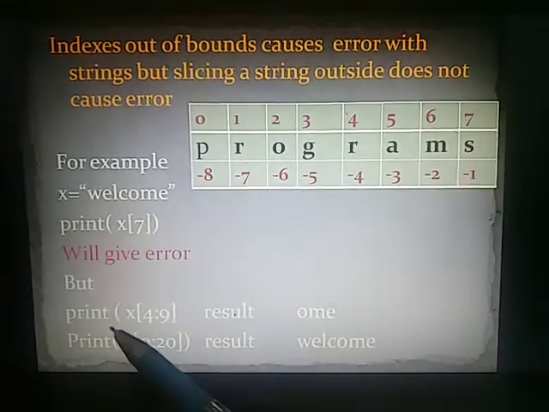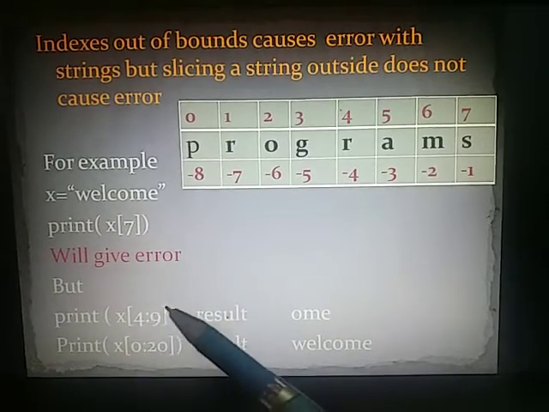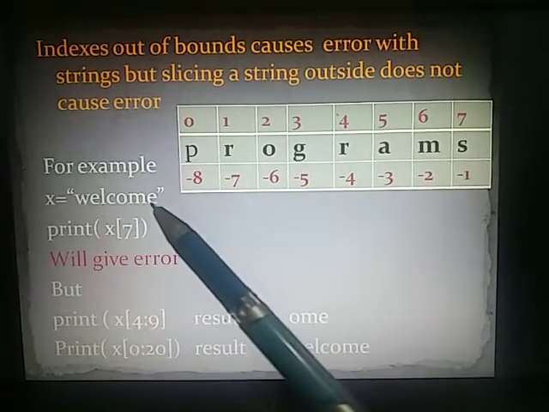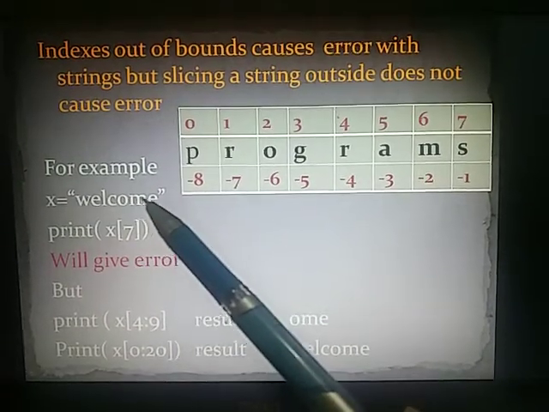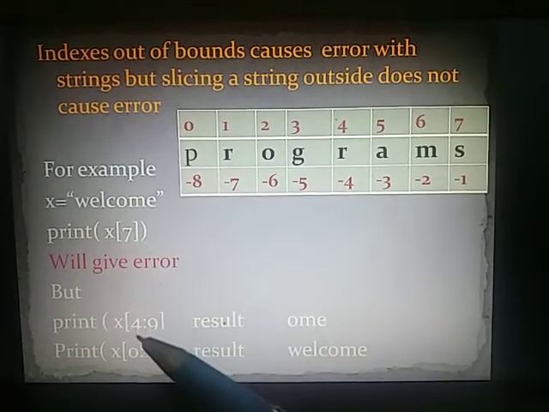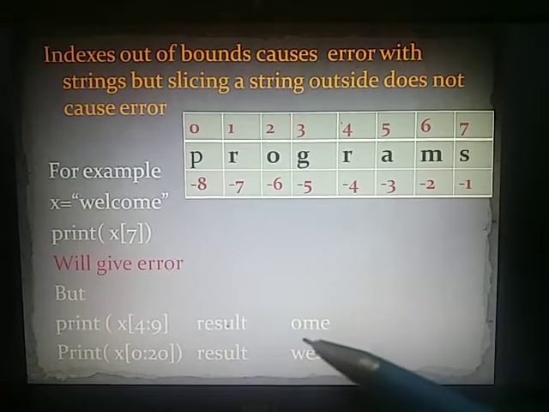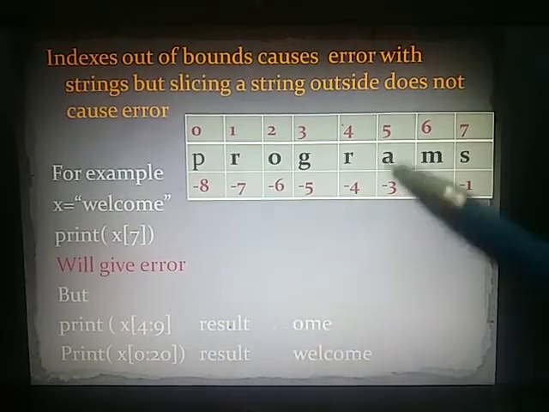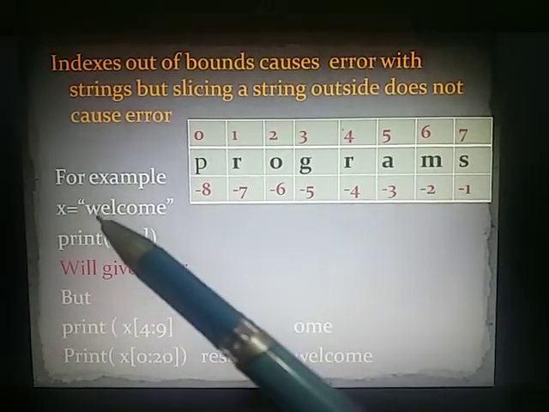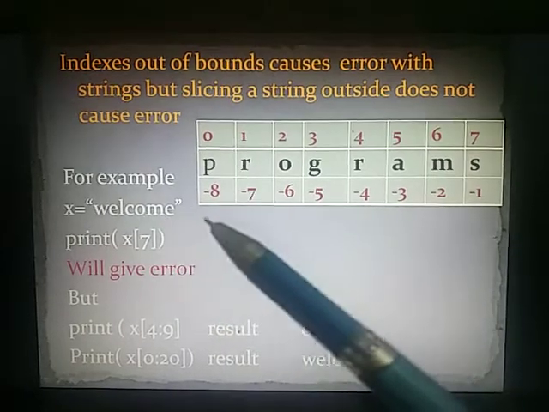But if you do the same thing in slicing, like we are starting with 4 but ending at 9, as you can see, we do not have a 9 index number in this string. So what happens? It will not create an error. It will return the value. It will start from 4, 0, 1, 2, 3, 4, the fourth value, and move till the end.